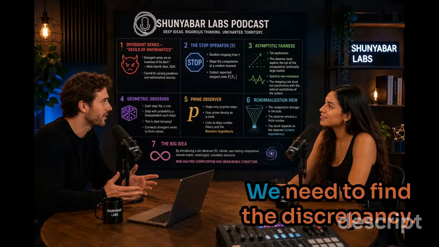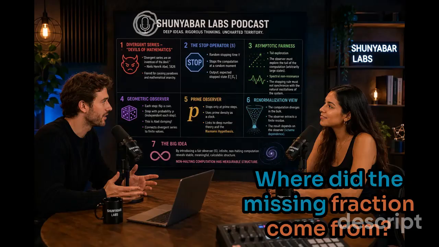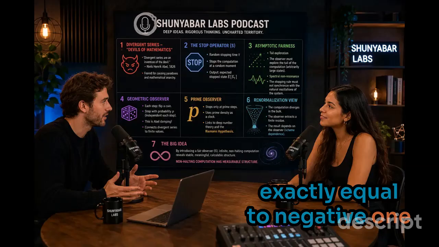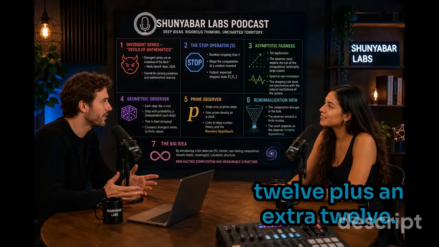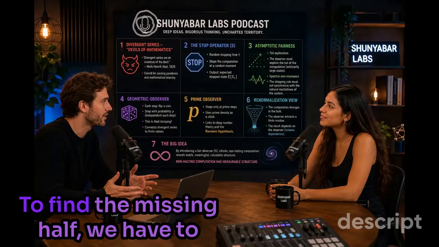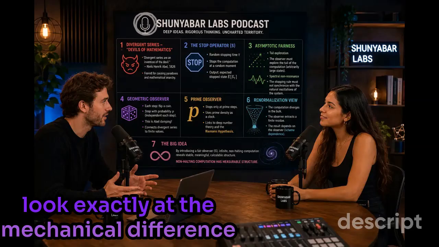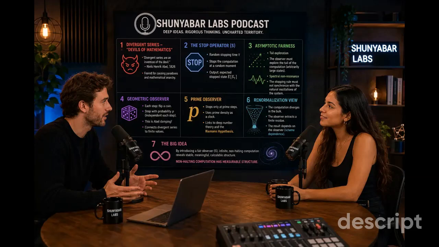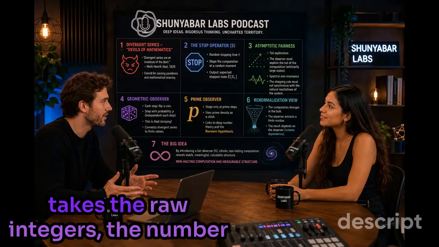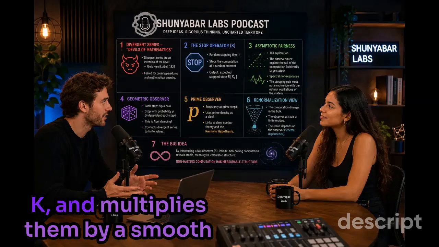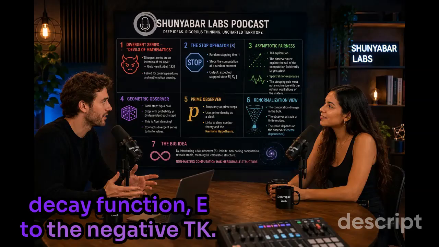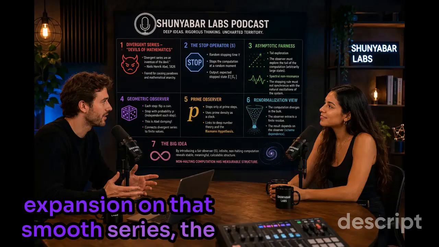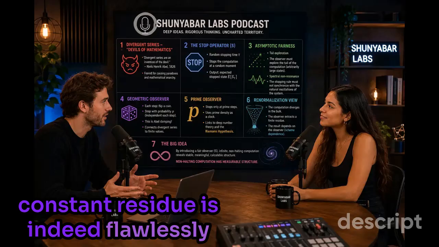Yes, let's play detective here. We need to find the discrepancy. Where did the missing fraction come from? Because mathematically, 5/12 is exactly equal to negative 1/12 plus an extra 1/2. Where did the extra 1/2 come from? To find the missing half, we have to look exactly at the mechanical difference between what the classical zeta function is measuring and what our observer is measuring. The classical zeta regularized series takes the raw integers, the number k, and multiplies them by a smooth decay function, e to the negative tk. If you run the Euler-Maclaurin expansion on that smooth series, the constant residue is indeed flawlessly negative 1/12.